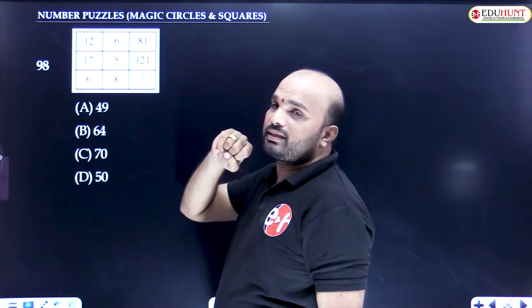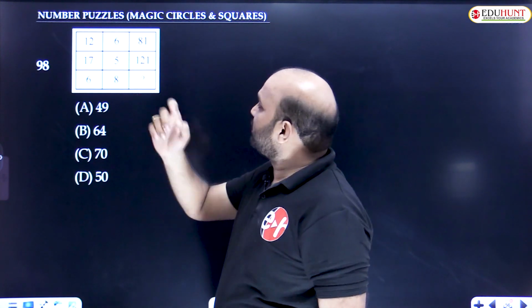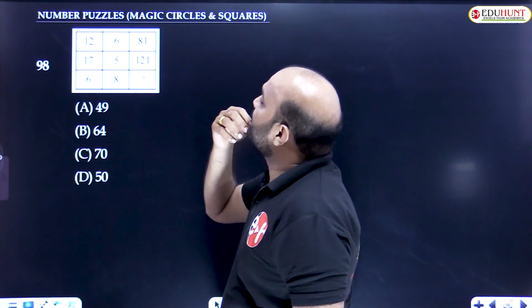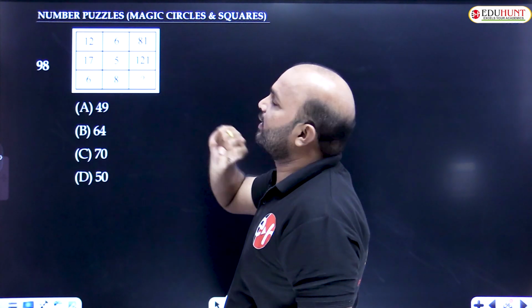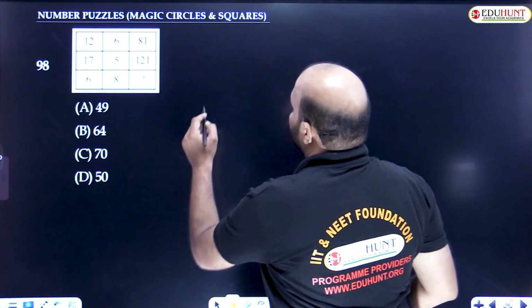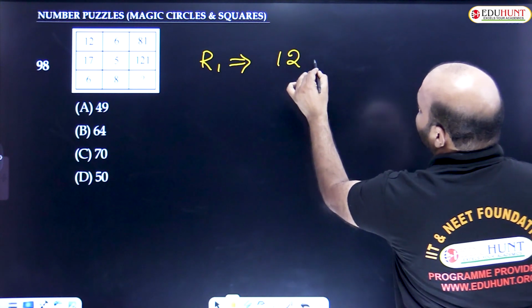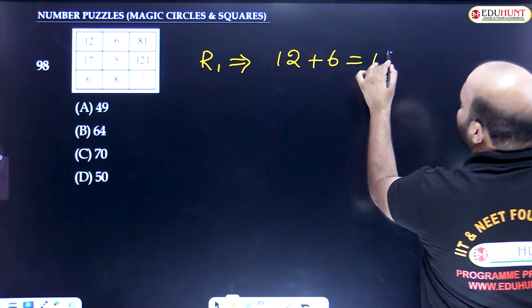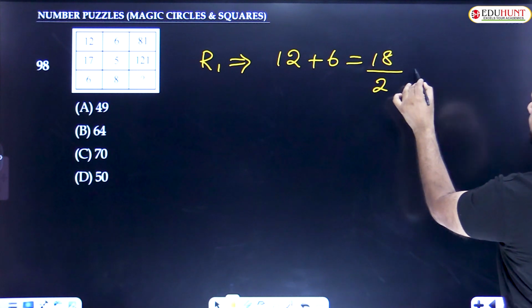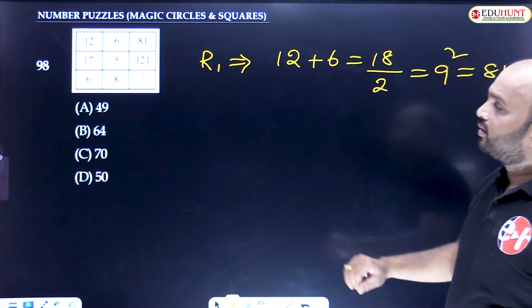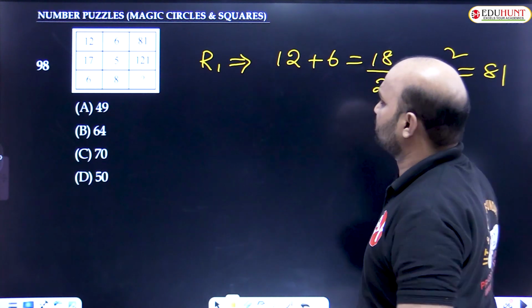And one more thought, 81 is a perfect square. Here 121 is also a perfect square. 81 is 9 square value. How will we get 9 first? By using 12 and 6 from row 1. So clearly we have to observe 12 plus 6, the first two numbers added, 18. Okay? What is half of the value of 18? 9. So 9 square value is taken as the last number.